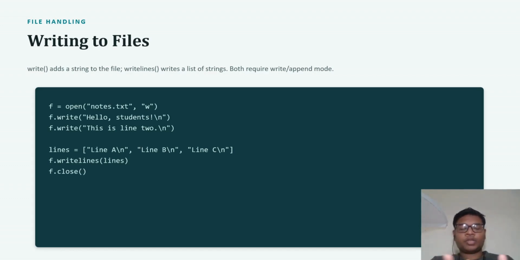Okay, so just know about the syntax at this point. How we can write lines: writelines writes a list of strings. These are all the things, we have just writelines, and then after that comes the close. What do you mean by this? It's just a syntax you have to know.